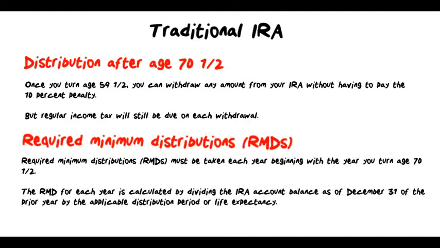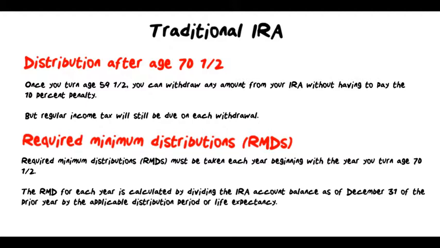Another important exemption to that 10% additional tax on the distribution is once you reach age 59.5, you can withdraw any amount from your IRA without having to pay the 10% additional tax or penalty. But it will still be taxed as regular income on each withdrawal.